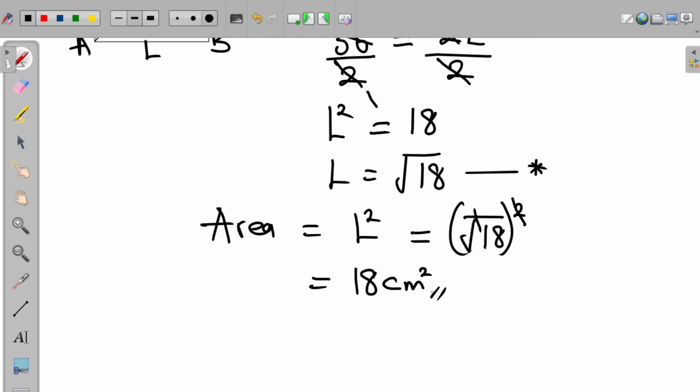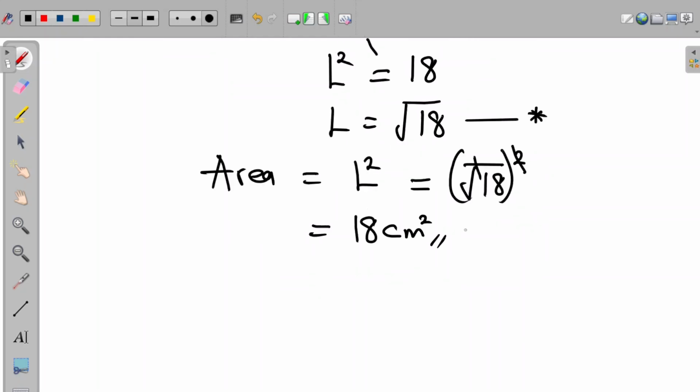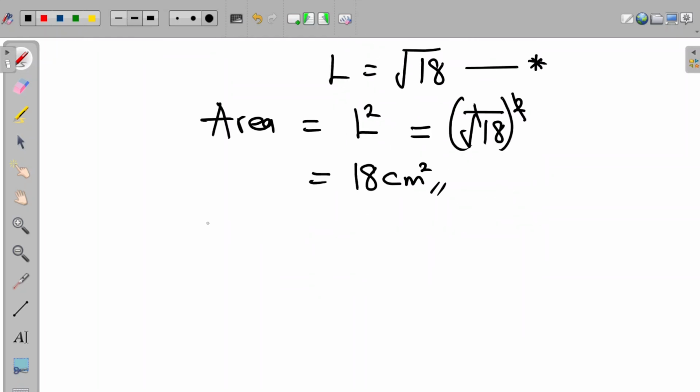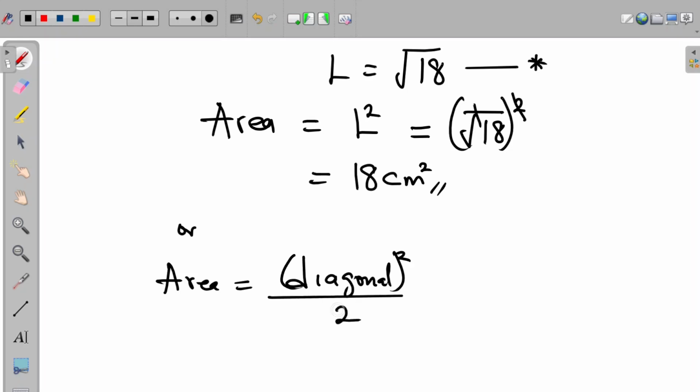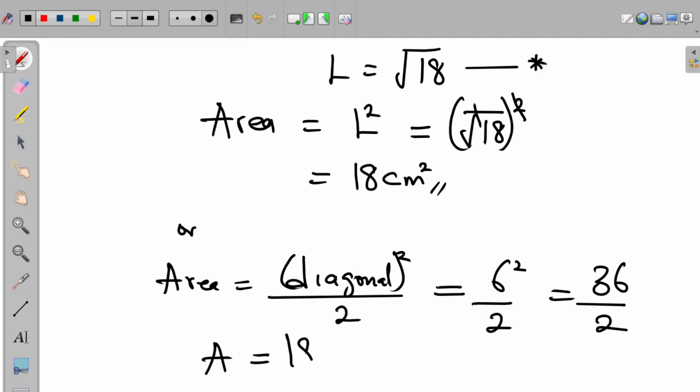That is the answer. But before we go, there is a shorter way of solving it. We can also express that area equal to diagonal squared divided by 2. This can be expressed as 6 squared divided by 2. 6 squared is equal to 36 divided by 2. So therefore, area is equal to 18 cm squared.